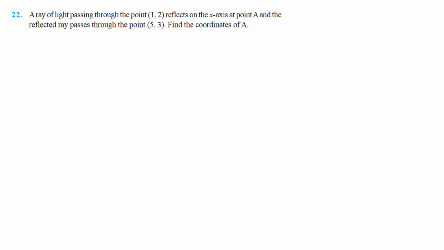A ray of light passing through the point (1, 2) reflects on the x-axis at a point A. Suppose this is your x-axis, and a ray of light is passing through point (1, 2). It reflects back on the x-axis. Suppose a point is there on the x-axis, whose coordinates are of the form (x0, 0), because a point on the x-axis is of the form (x0, 0), and it is reflected back.